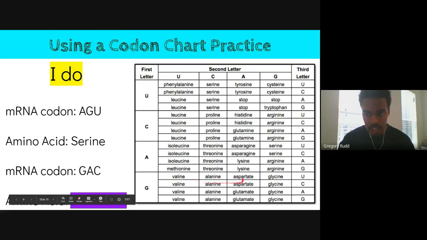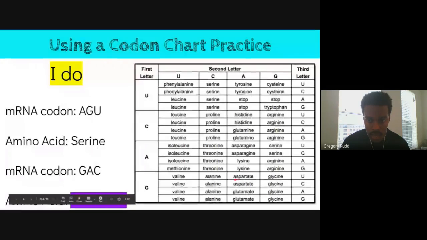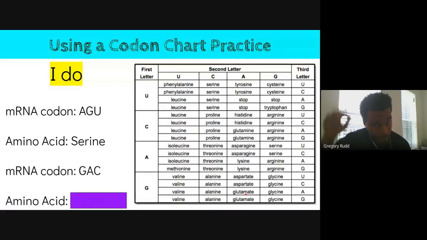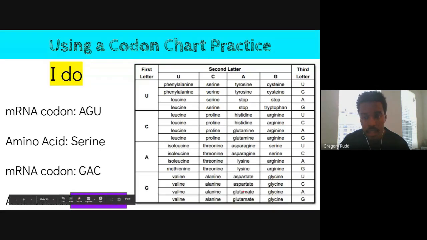So now we're looking at GAC. Which row am I looking in? The first row, second row, third, or fourth? The last row. Which column? The third column, because my second letter is A, which means I only have two options, aspartate or glutamate. Which one is it? It's aspartate.